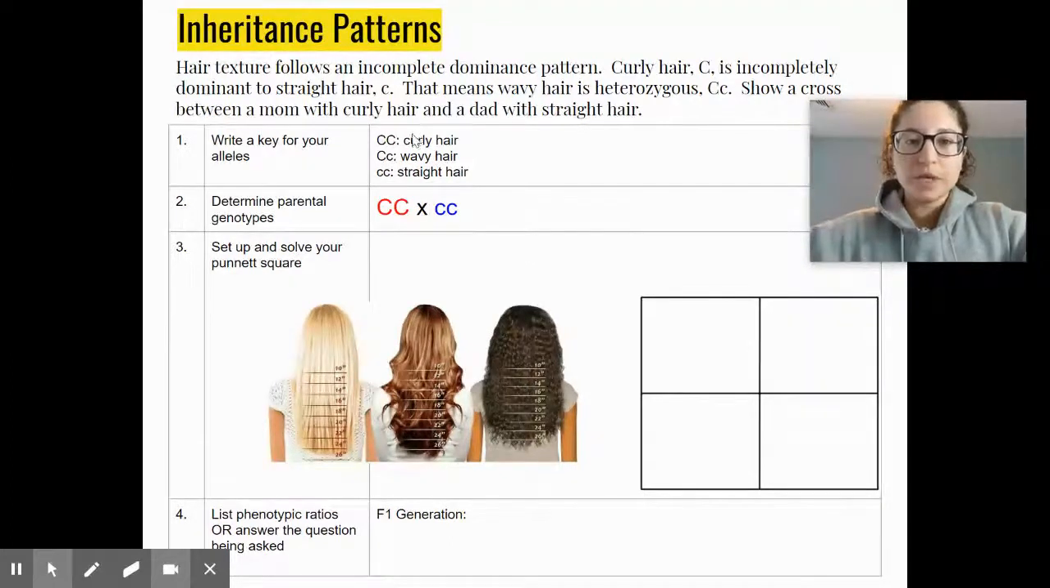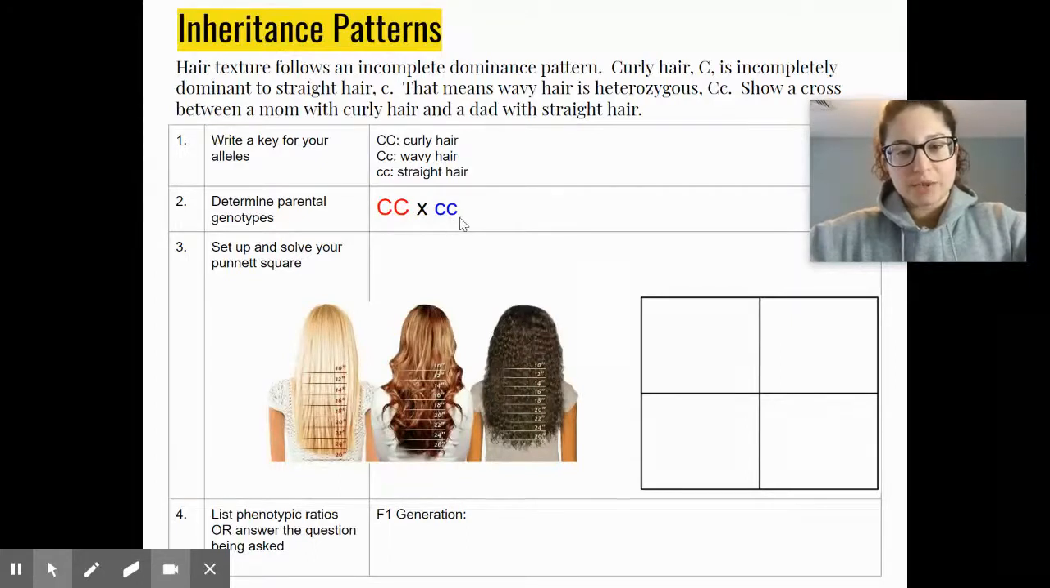So it says here, hair texture follows an incomplete dominance pattern. Curly hair, big C, is incompletely dominant to straight hair, little c. That means that wavy hair is heterozygous, big C, little c. So that's what we did in our little key right here. Show a cross between a mom with curly hair and a dad with straight hair. So curly hair is big C, big C, straight hair is little c, little c. And it says show a cross.